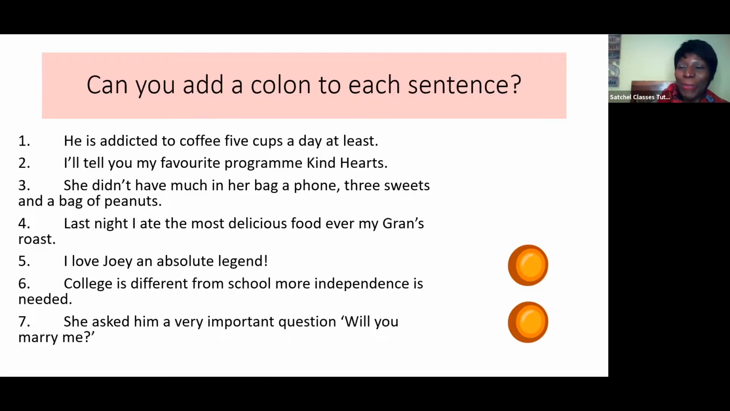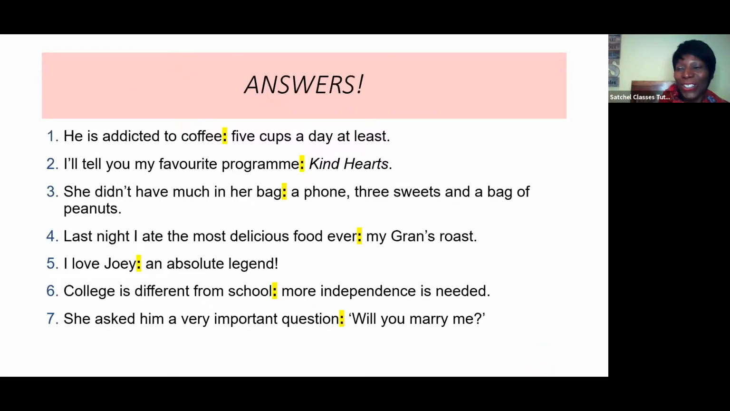So I hope that you had the colons in the right places. For number 1, it was after coffee. For number 2, it was after program. For number 3, after bag. For number 4, after ever. For number 5, after Joey. For number 6, after school. And for number 7, after question. Now you can see with a colon, you don't need a capital letter unless the program, Kind Hearts, has a capital letter, or unless you've got speech there.